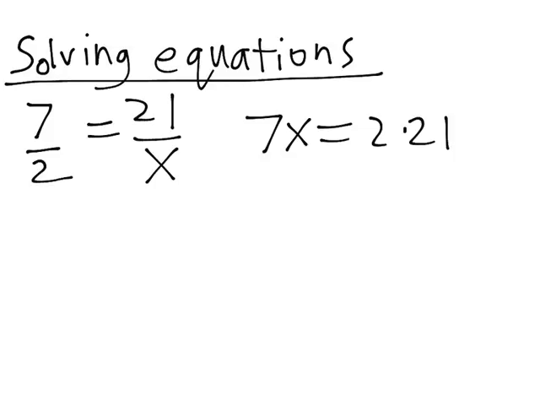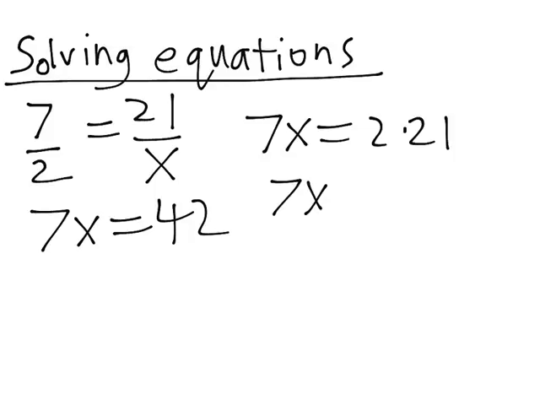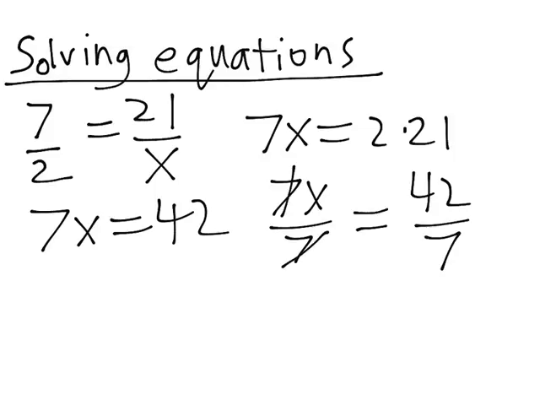Now we have an equation that we're more familiar with. This is just 7x equals 42, so we can divide both sides of the equation by 7. 7x over 7 equals 42 over 7. Canceling these 7's, we see that x is equal to 6.